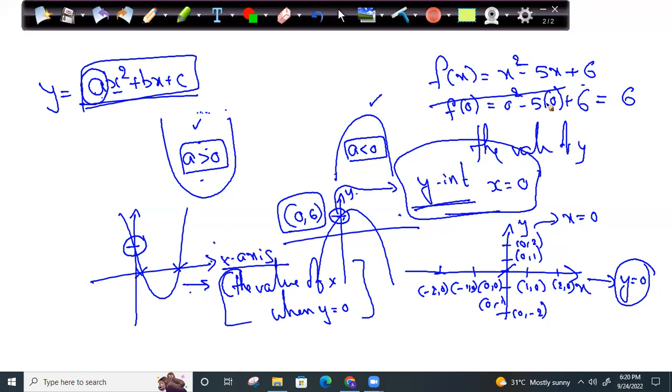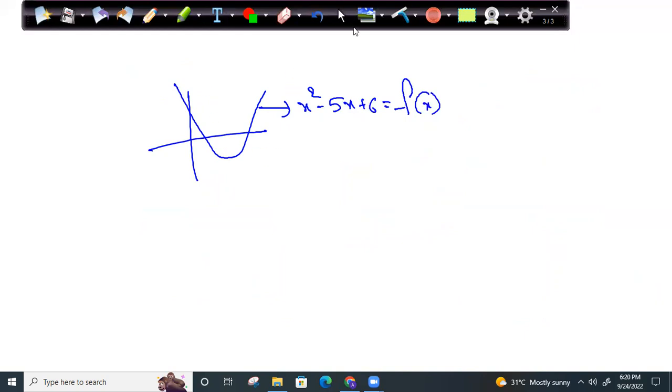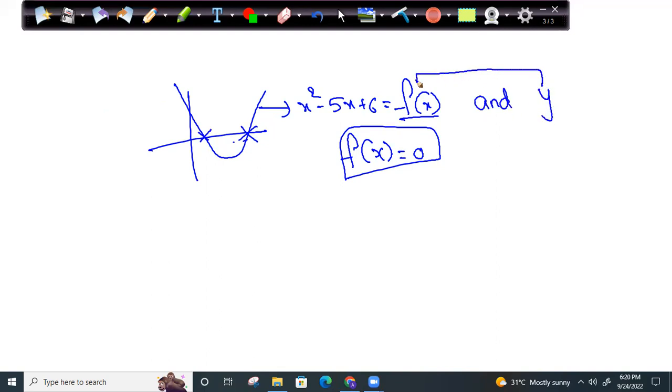So if this is the function x square minus 5x plus 6, and assume this is my graph, it is something similar to this. Now put f of x as 0. If you put f of x as 0, what do you get? The x-intercepts, because it is the value of x when y is 0. y and f of x are both most important. Both are used interchangeably. They mean the same, just different forms.